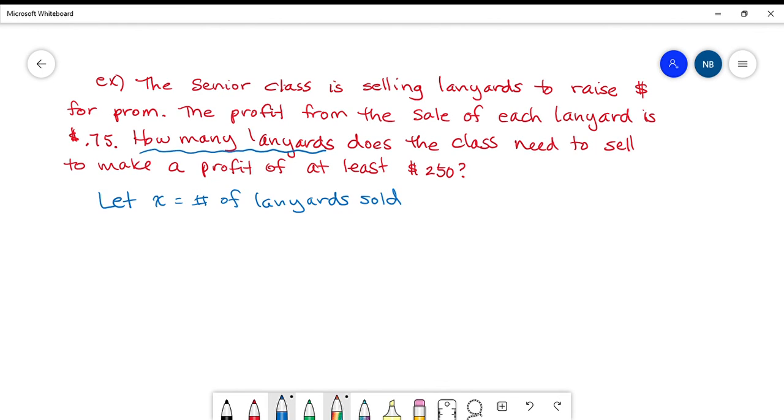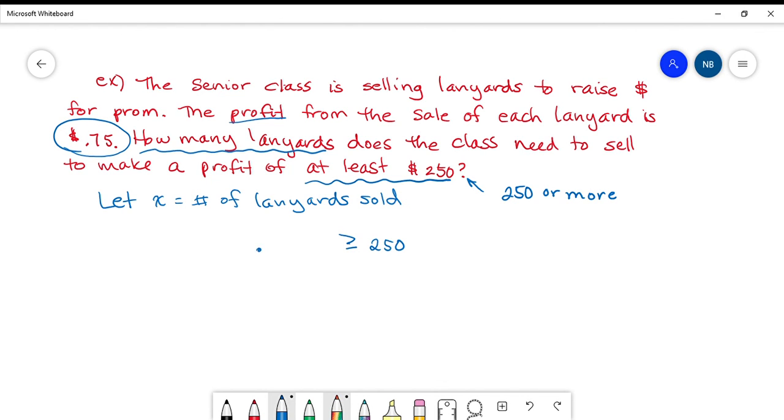They want to make at least $250. There's your inequality word. At least means they want to make 250 or more. So $250 is the least amount they want to make, at least $250. The smallest amount they want to make is $250. So we want to be greater than or equal to $250.